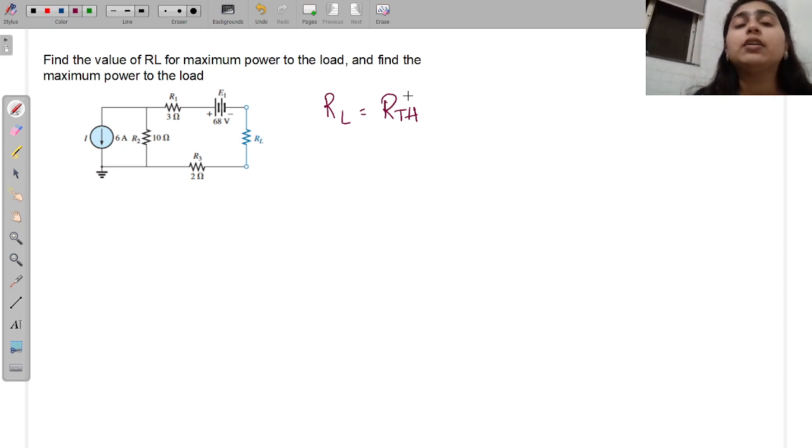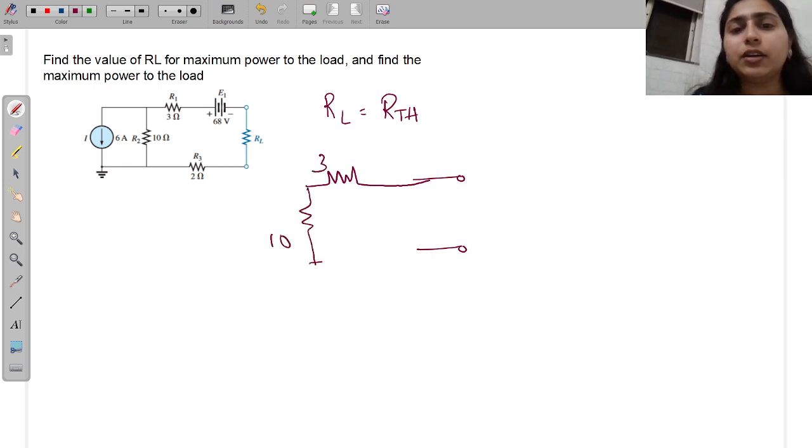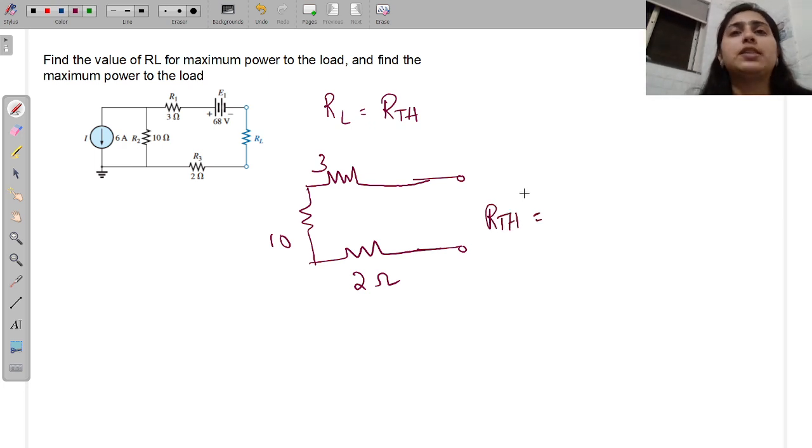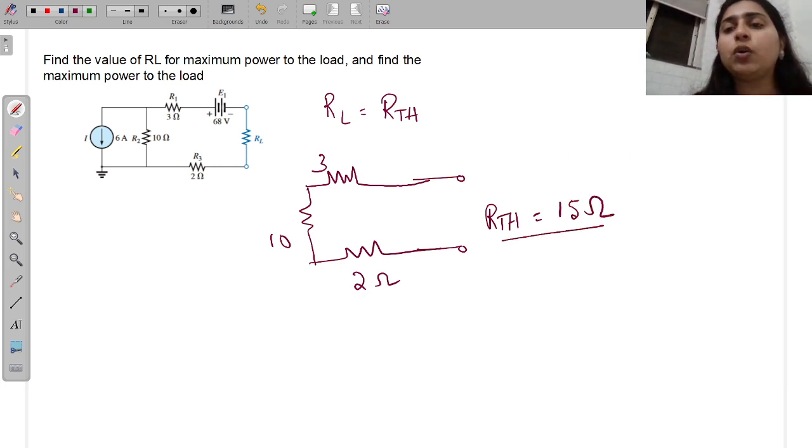To find the Thevenin's resistance of this particular circuit, first you have to remove the load resistance from the circuit, short the voltage source and open the current source. That means the independent sources are removed from the circuit. Now you are going to have 3 ohms here, 10 ohms here and 2 ohms here. So RTH will be equal to the sum of the resistances because they are in series. This is equal to 15 ohms. So RL should be equal to 15 ohms.